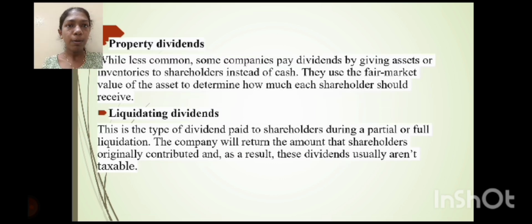And the next type of dividend is property dividend. In a property dividend, while less common, some companies pay dividends by giving assets or inventories to shareholders instead of cash. They use the fair market value of the asset to determine how much each shareholder should receive.